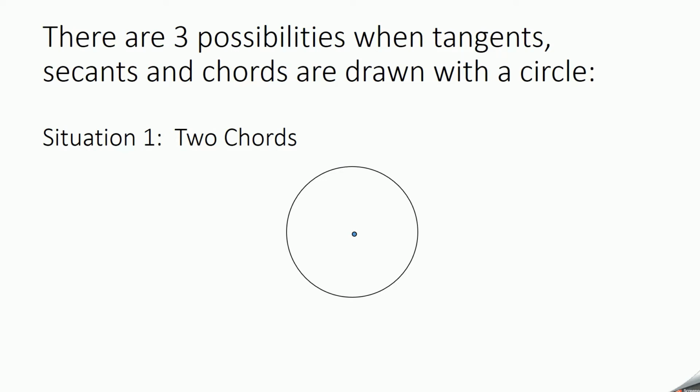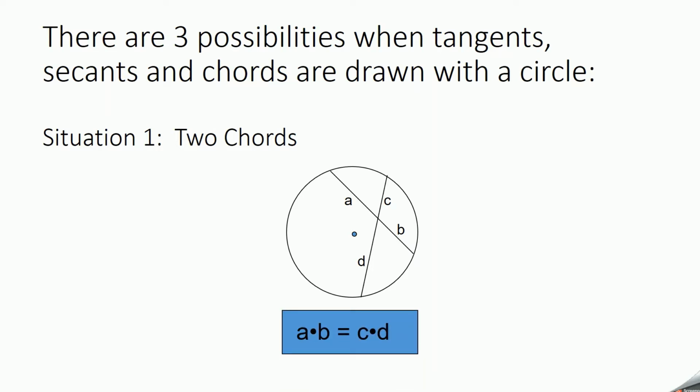I recommend that you don't memorize formulas, that you remember concepts. Don't memorize the letters. Remember where those letters are located and what we're doing. In situation 1, we're looking at two chords drawn into a circle. When two chords are drawn into a circle, 4 segments are created. When I multiply the two pieces of one chord together, and I multiply the two pieces of the other chord together, they equal each other. So if you were using the letters in this picture, it would be A times B equals C times D. The two pieces of one chord multiplied together equal the two pieces of the other chord multiplied together.